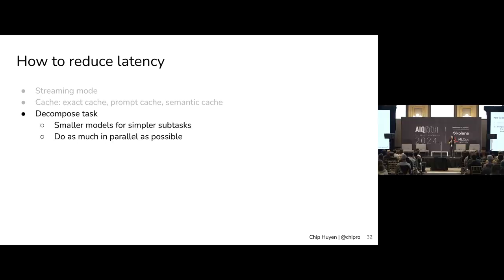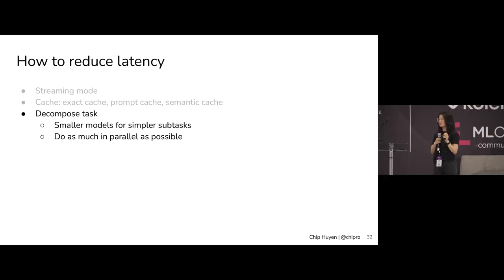Another way is to try to decompose a task into smaller tasks. The idea is that you can try to do as many subtasks in parallel as possible. For example, say you have a task to rewrite this essay into three difficulty levels: one for a first grader, one for an 8th grader, one for a college student. Then you can do all three of these tasks at the same time.